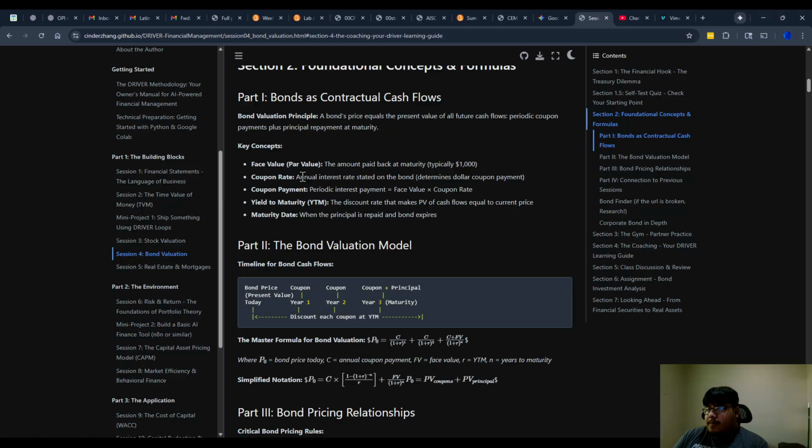Coupon rate is the annual interest rate stated on the bond, which determines the dollar coupon payment. And the coupon payment is the periodic interest payment, which equals the face value times the coupon rate.